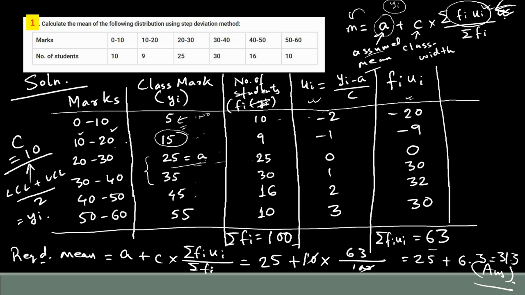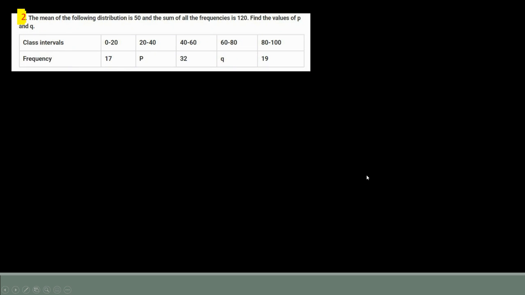Okay. And one more check is, let's say your class width is 10 here, so this difference should always be equal to your class width. Okay. So these two checks will keep you on track. The difference between the class marks will be equal to your class width. Okay. So let's move to the next problem.